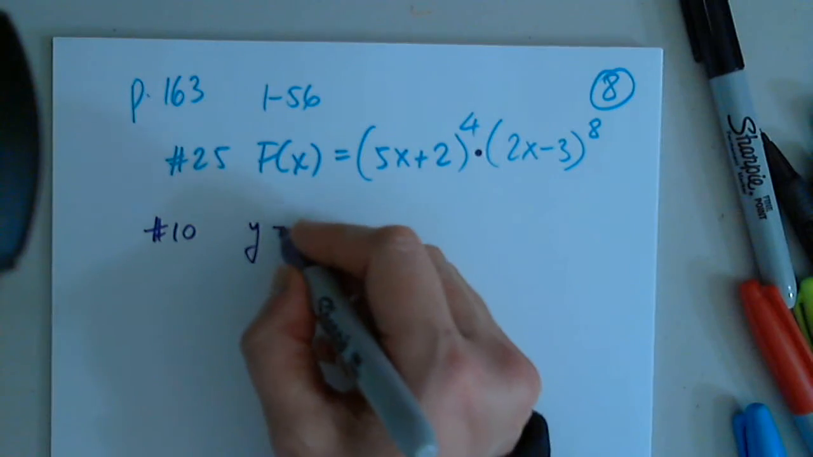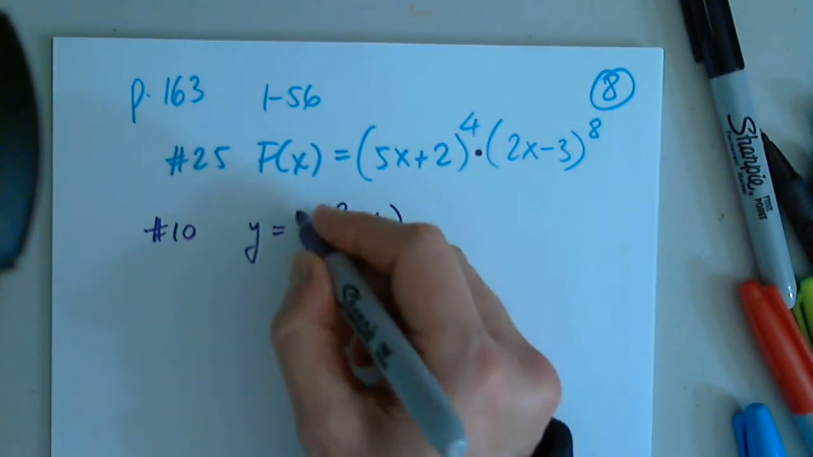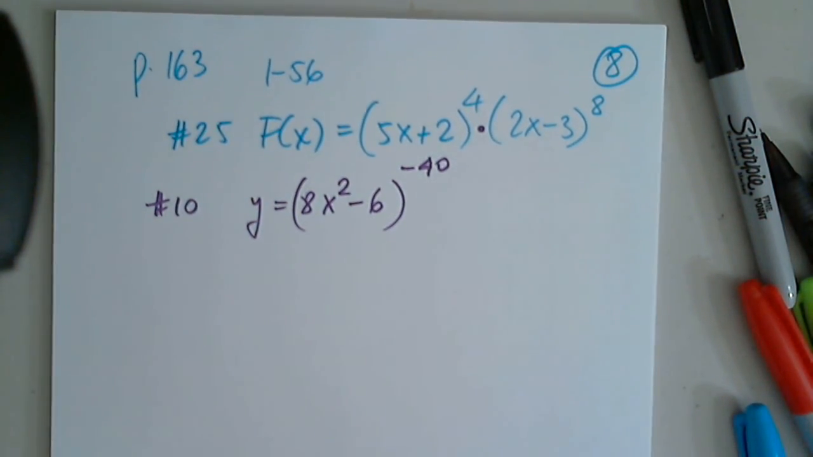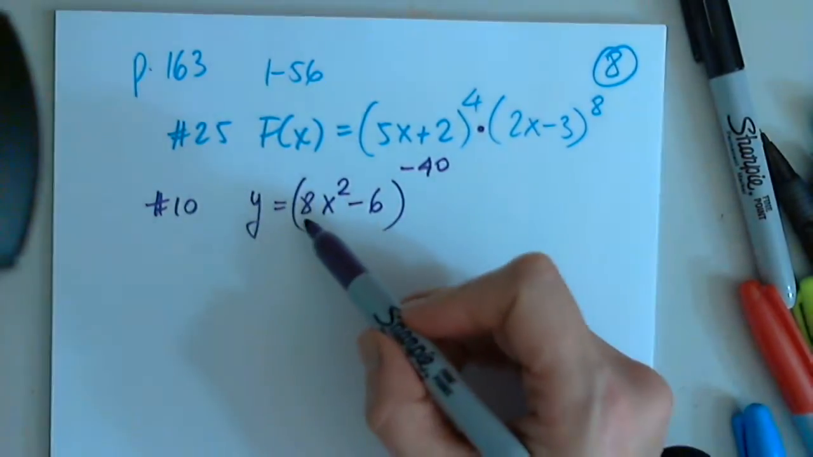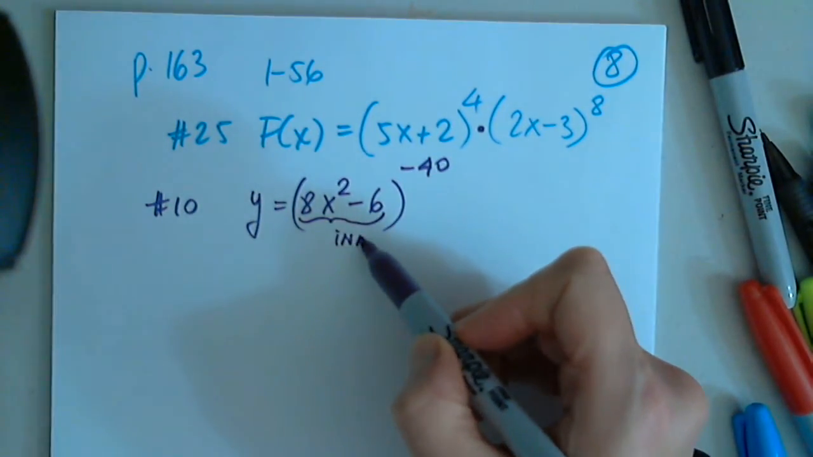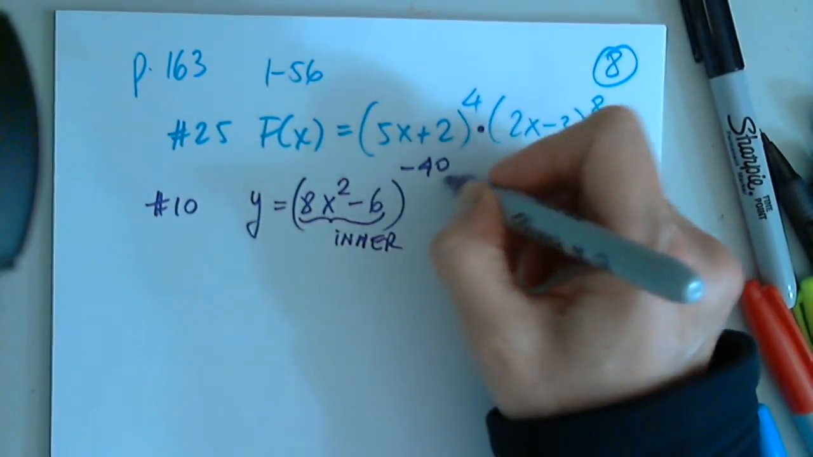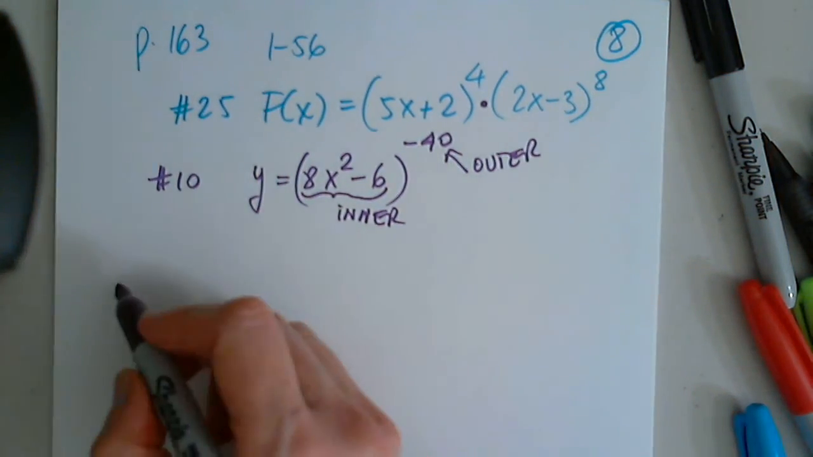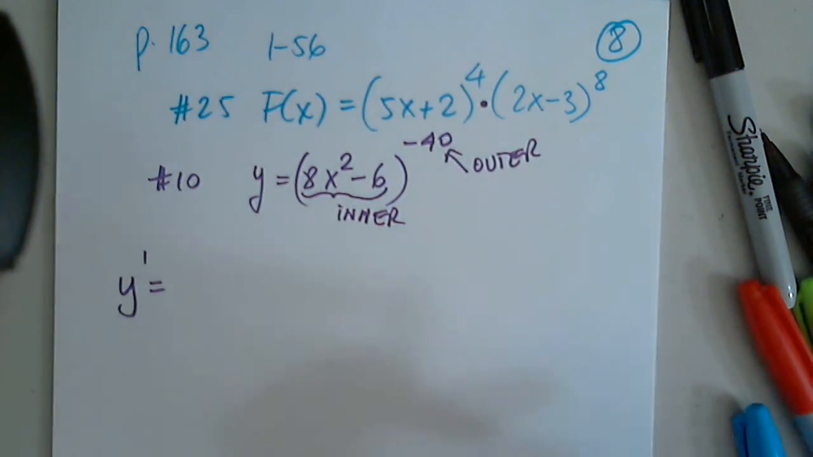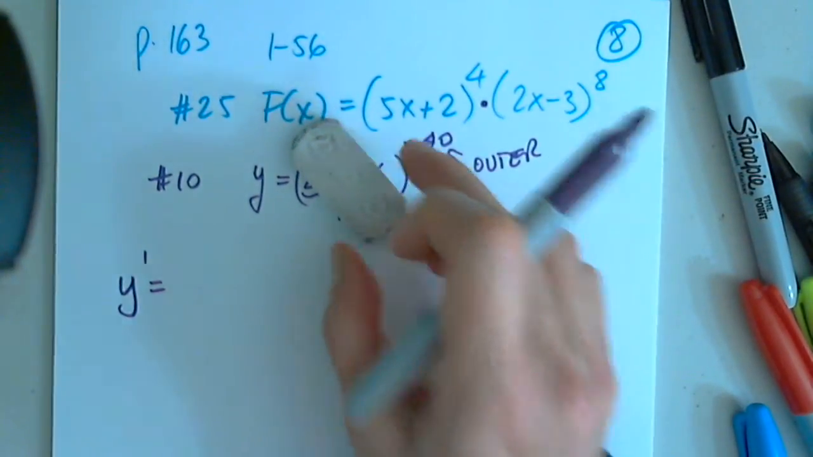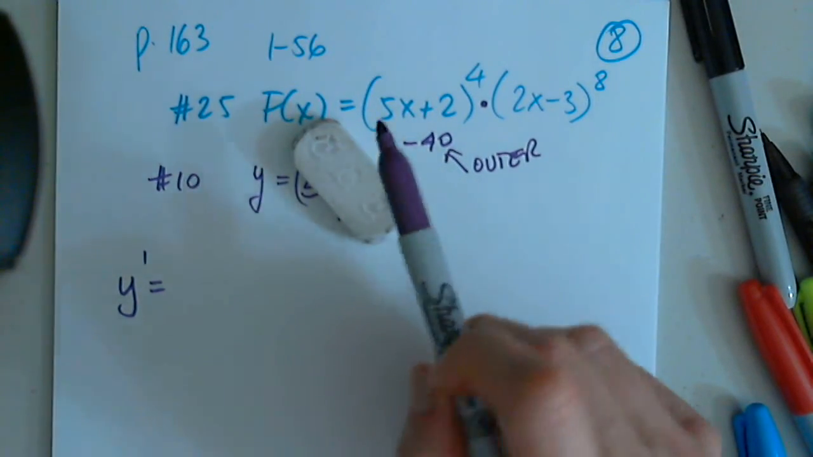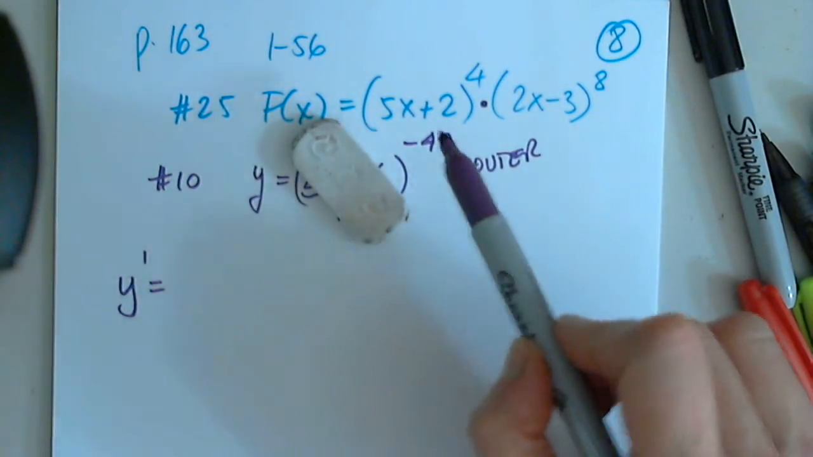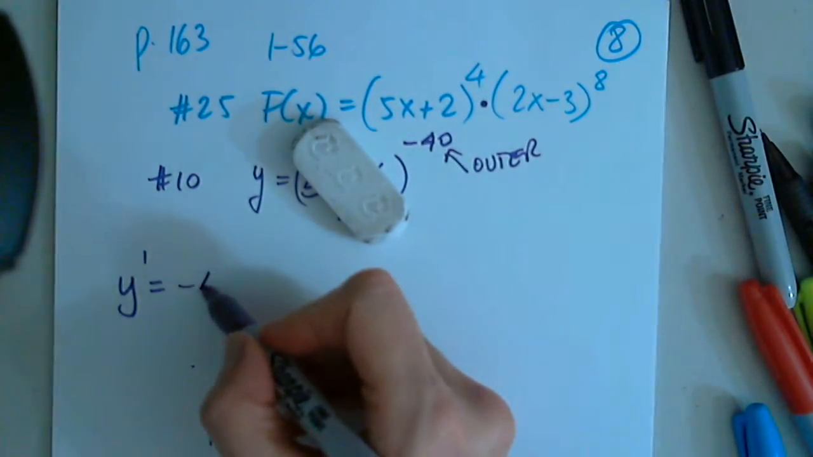So 10 is y equals 8x squared minus 6 raised to negative 40. I'll come back to this. We're not going to forget about it. We have time to finish it. So see, this is the inner function, and the power is the outer. So when I differentiate y prime, I have to start by differentiating the outer. So I have blah, blah, blah to negative 40. So I have to bring the power in front as we did all the time.